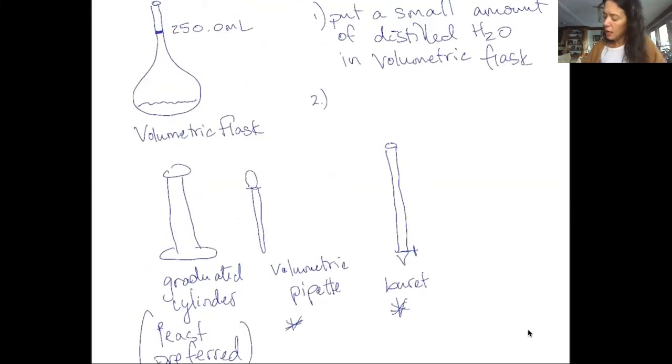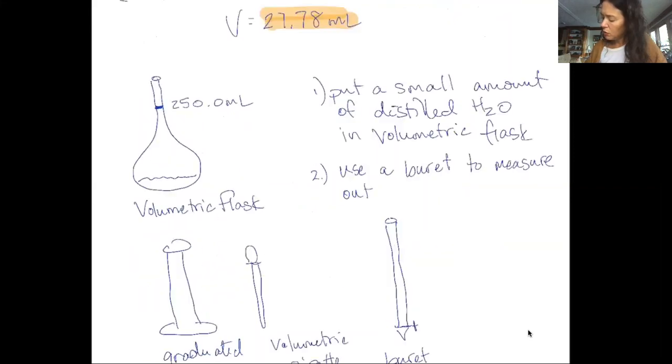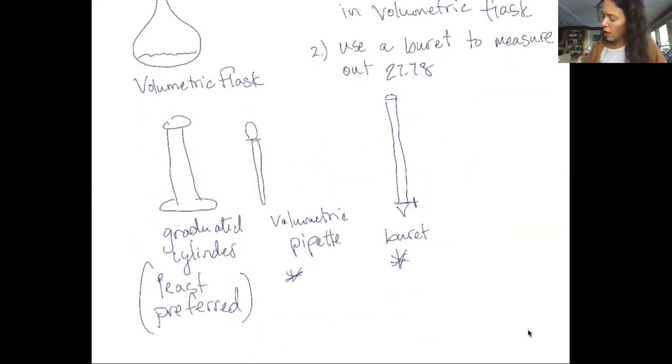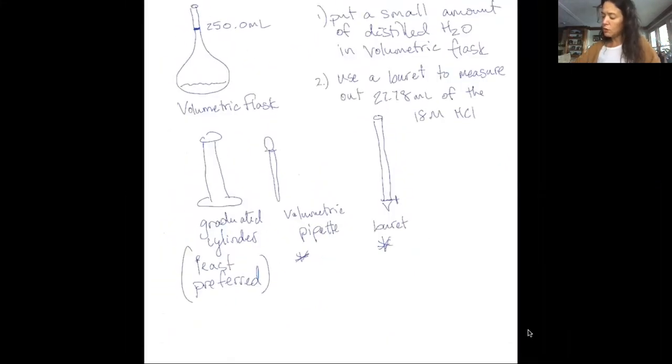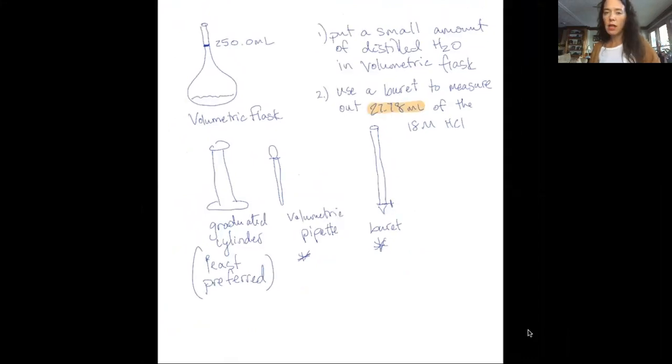So the second thing, if we would say use a burette to measure, okay, what was our volume up there? 27.78 milliliters of the 18 molar HCl. Right, so I'm going to get the little bit of the really concentrated stuff. And I'm going to do that using the most accurate measuring device I can so that I can get as close to 27.78 as possible.